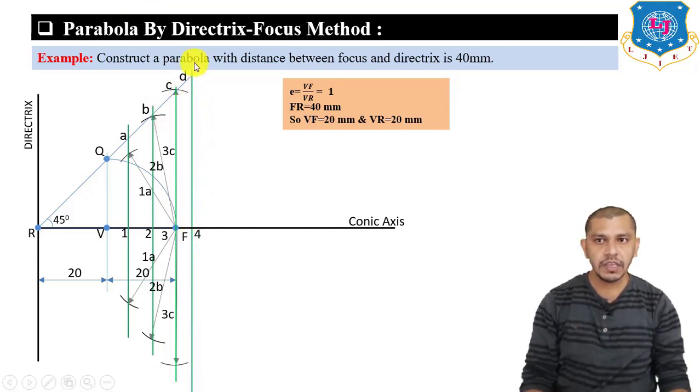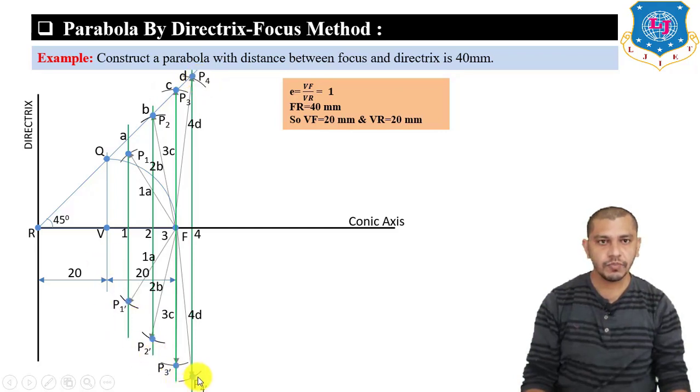Now measure 4 to D arc length and from F as a center give an arc. We will now mark these points P1, P2, P3, P4. Mark these points P1 dash, P2 dash, P3 dash, P4 dash, and draw a freehand curve passing through these points. This will be the parabola with the directrix and focus method.